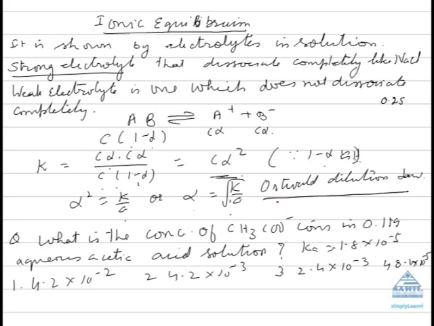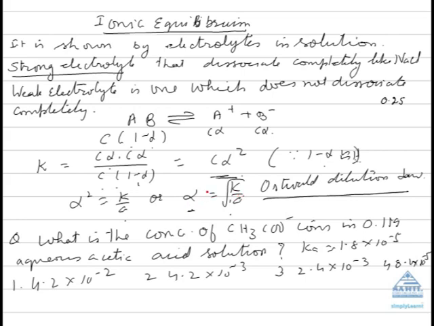So from this expression it is clear that lesser the concentration, greater will be the degree of dissociation. That is to say, on dilution the degree of dissociation increases. The degree of dissociation depends upon K. It means higher the value of K, greater will be the degree of dissociation.